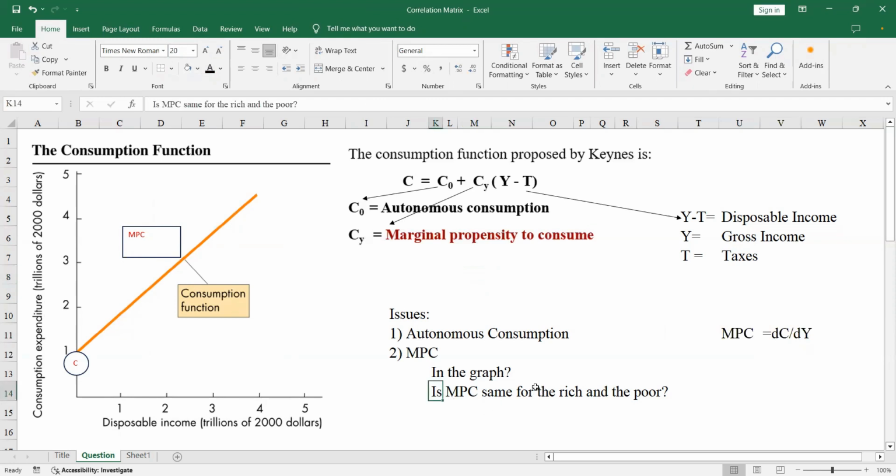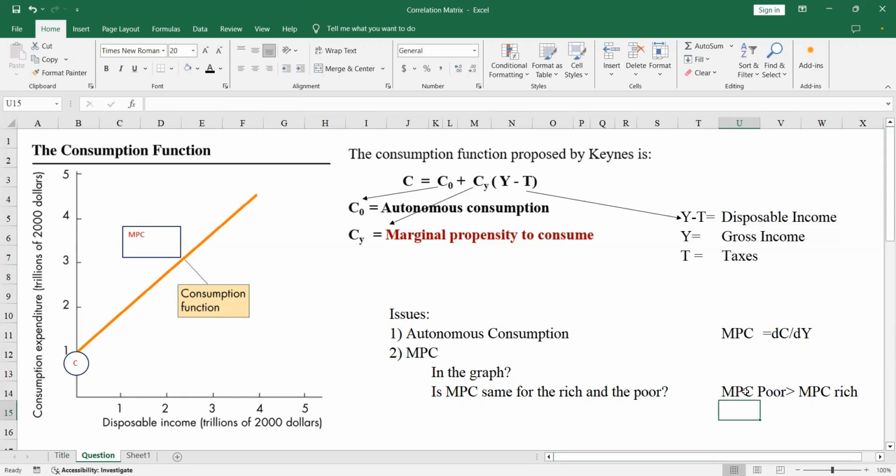Is MPC the same for the rich and the poor? The rich tend to save more. They don't need to consume their entire disposable income. Thus, their income converts into other forms of assets, investments, and other sorts of expenditures. However, for the poor, they need the money they get for basic necessities, for education, for housing, for clothes. And yes, the MPC of the poor is always more than the MPC of the rich in a society.